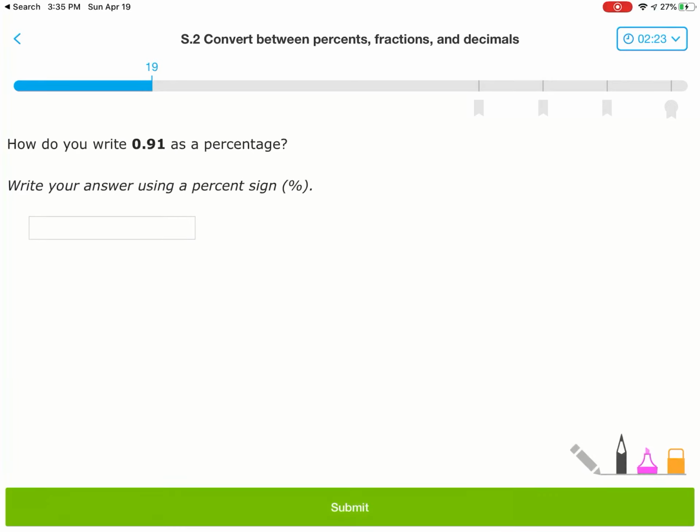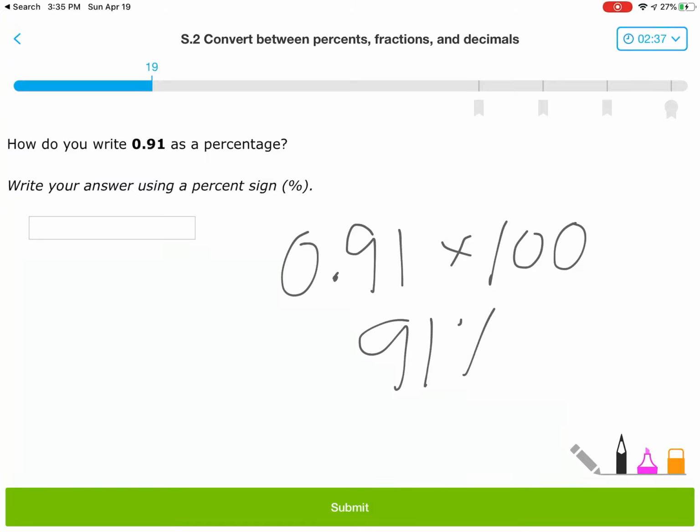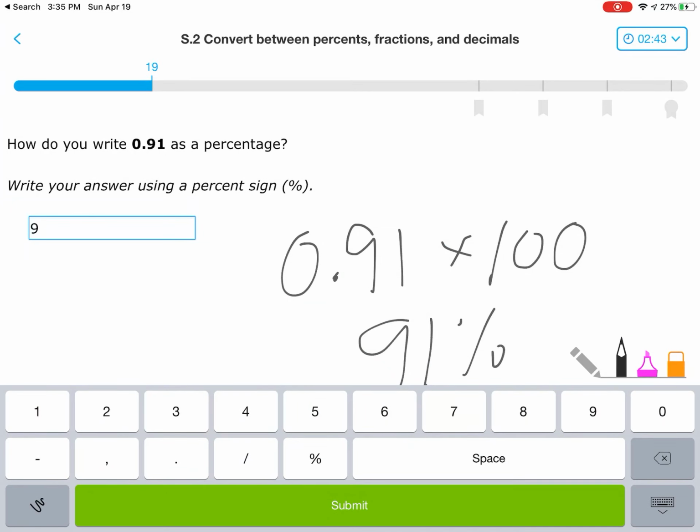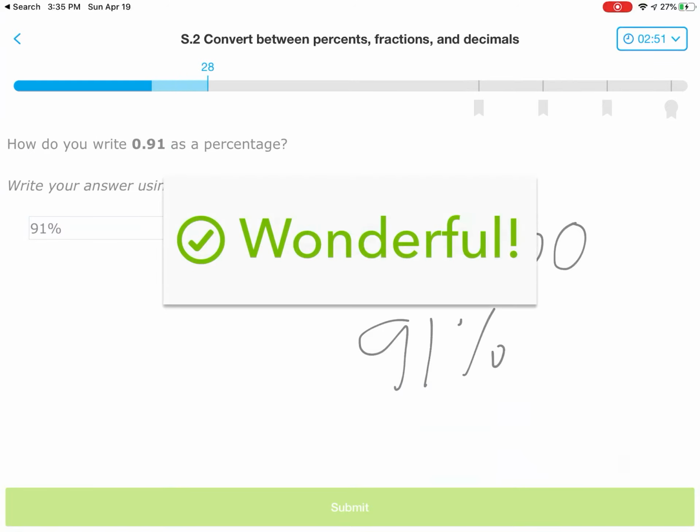All right, last one, and then I'm going to let you go ahead and get your work done. 0.91 as a percentage, perfect. If I follow my steps from yesterday, I just take my decimal and I multiply by 100. So 0.91 times 100 is 91%. And don't forget to put your percent symbol when you are typing in your answer. If I just type in 91, that is way different than 91%. It's not even close. So I need to have that percent symbol for this to be correct.